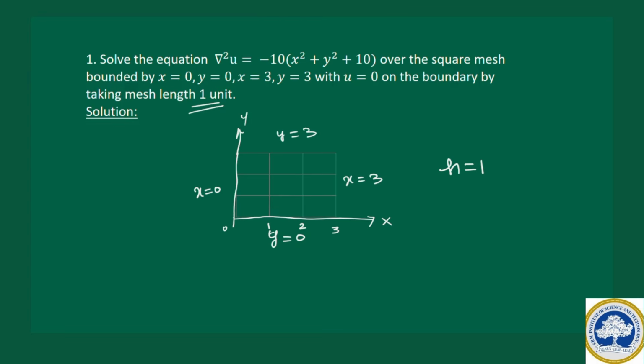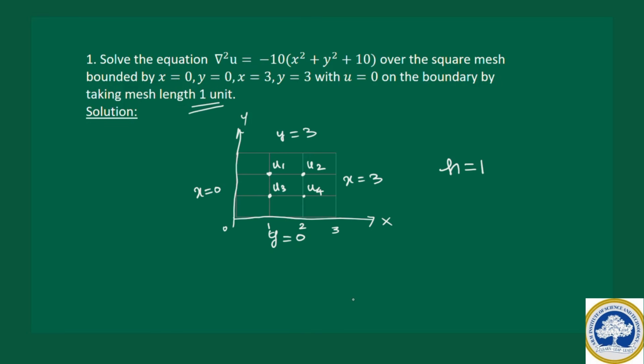Similarly along the y direction. So that is the reason we have considered a square mesh like this. Now what we have to find out is the intermediate values, that is u1, u2, again u3, and then u4. So we have to find out these four values.